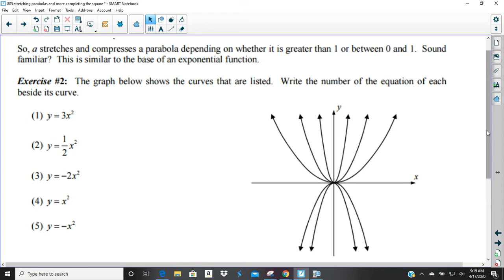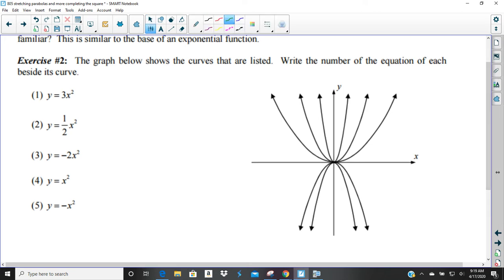Okay, so I always start with the negative ones first. And we have negative 2x squared and we have negative x squared. So if it gets skinnier when I multiply by a number, I know that the skinny one is going to be number 3. And therefore, number 5 is going to be our negative x squared. So now let's go up to the top. So now we have x squared, 1/2 x squared, and 3x squared. So 3x squared is going to be the skinniest, so it's going to be 1. My widest is going to be 1/2 x squared, which is going to be 2, and therefore my middle number is going to be 4.